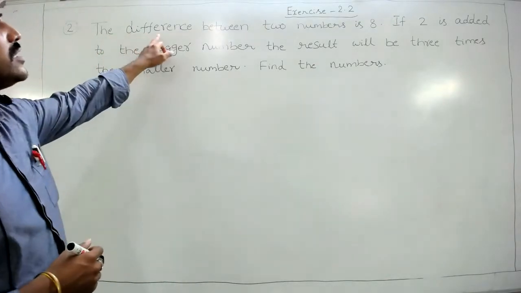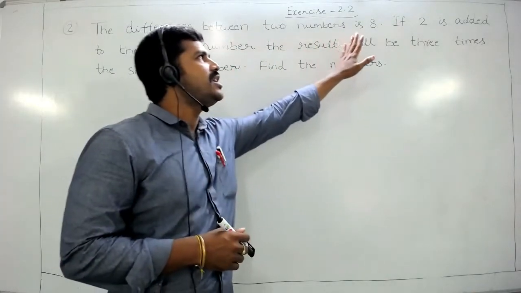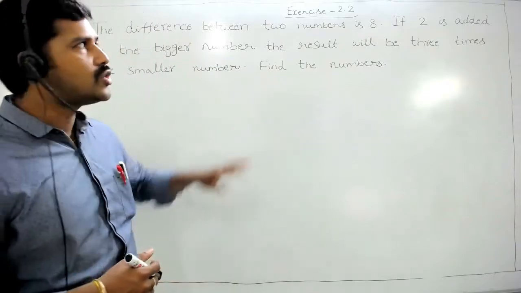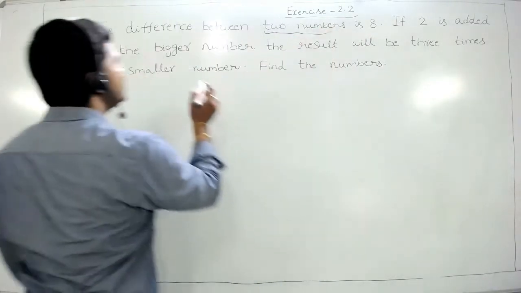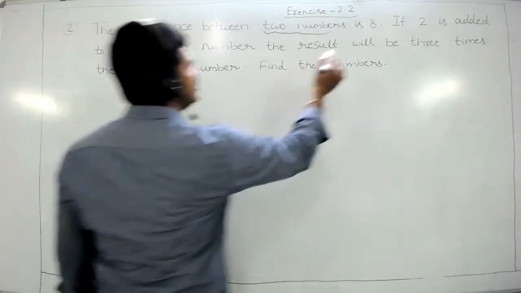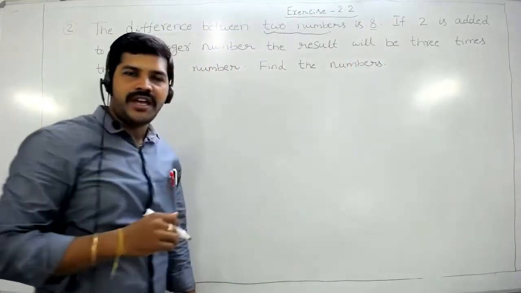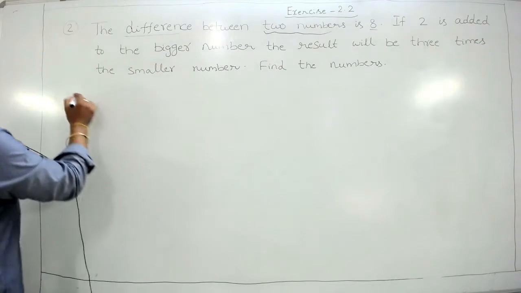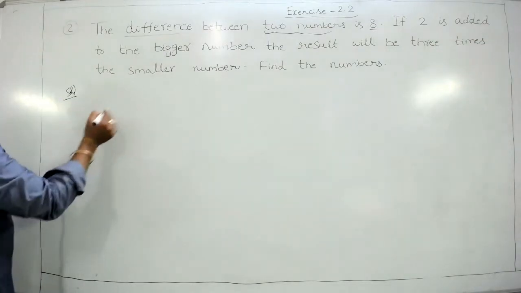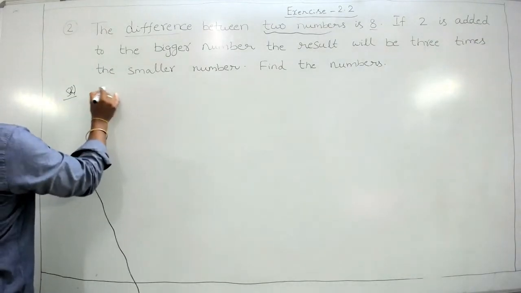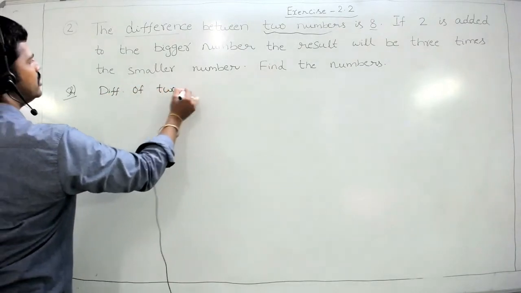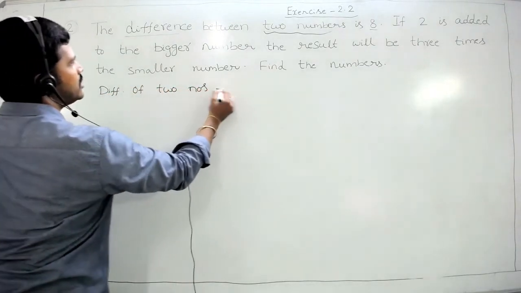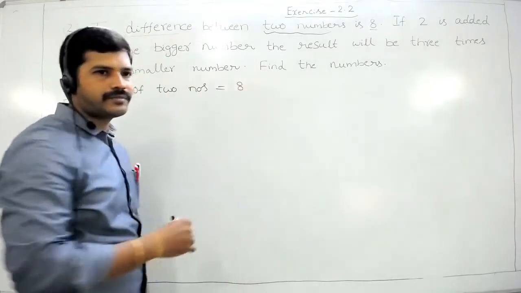The difference between two numbers is 8. So the problem is about two numbers, and what is given? The difference is given. How much is it? 8. Let me write first what is given: the difference of two numbers is 8.